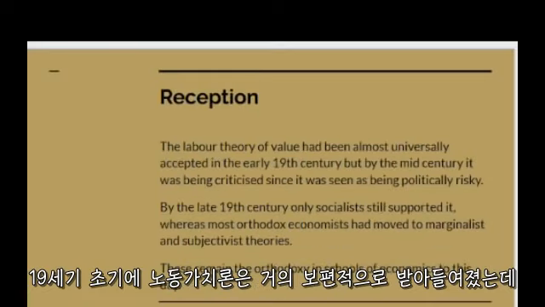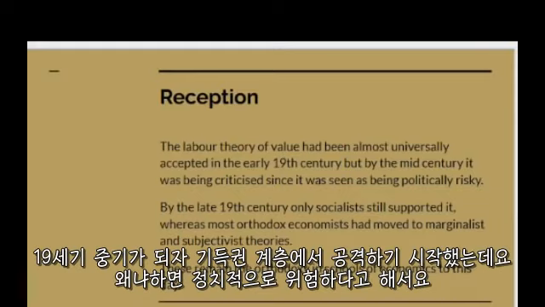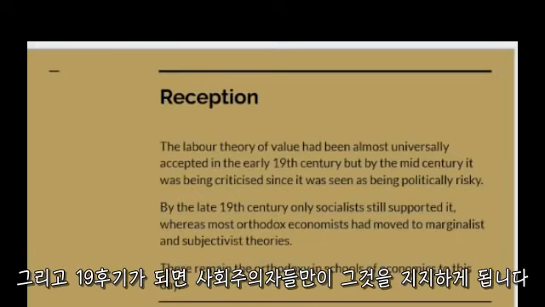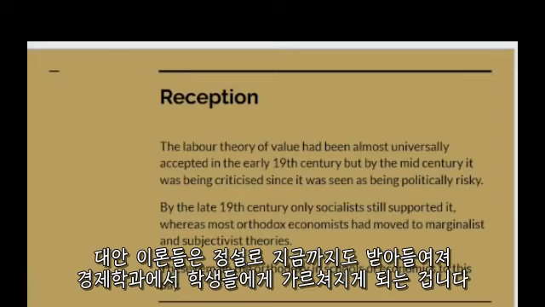It had been almost universally accepted in the early 19th century. The leading economists all believed in it. But by the mid-century it was being criticised in establishment circles because it was seen as politically risky. And then by the late 19th century only socialists still supported it, whereas most orthodox economists had moved to alternative theories from marginalism or subjectivism. And these alternatives remain the orthodoxy that is taught to students in economics to this day.